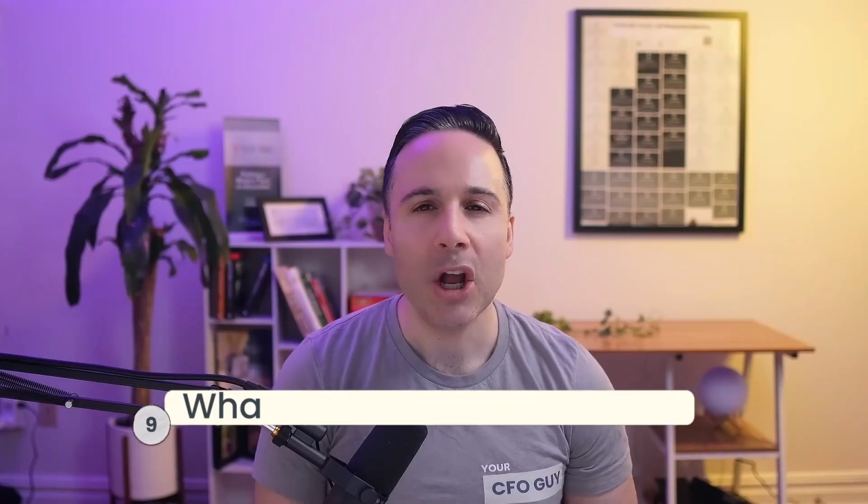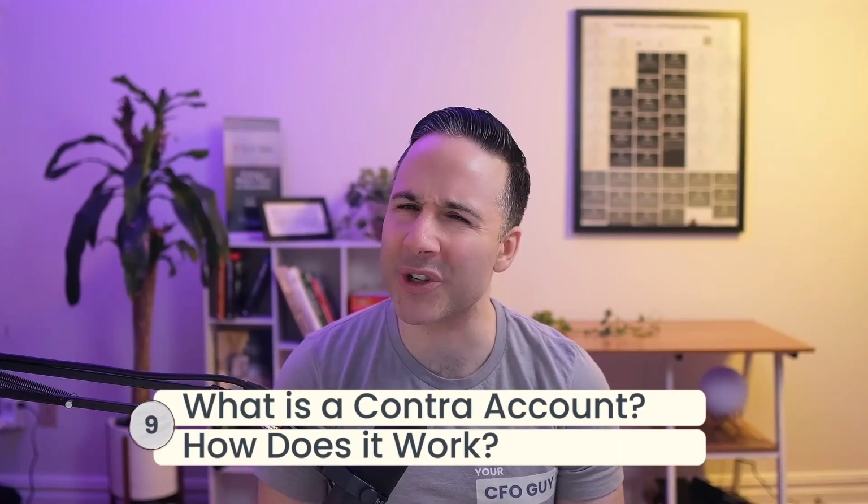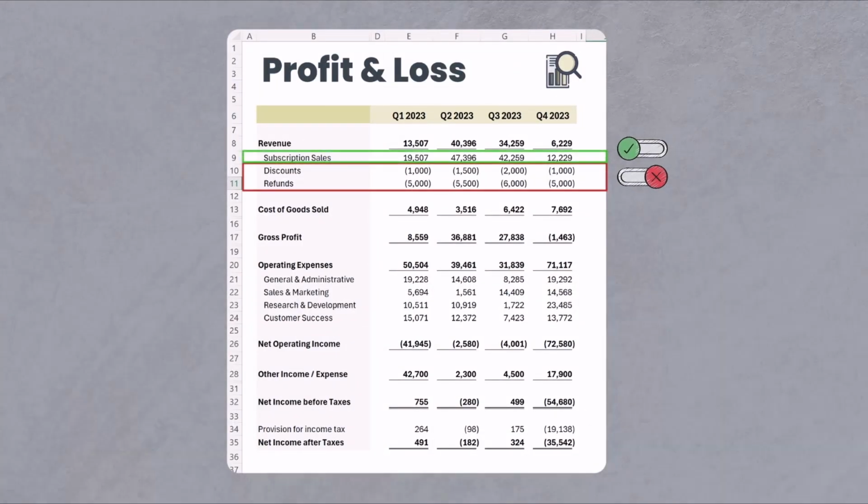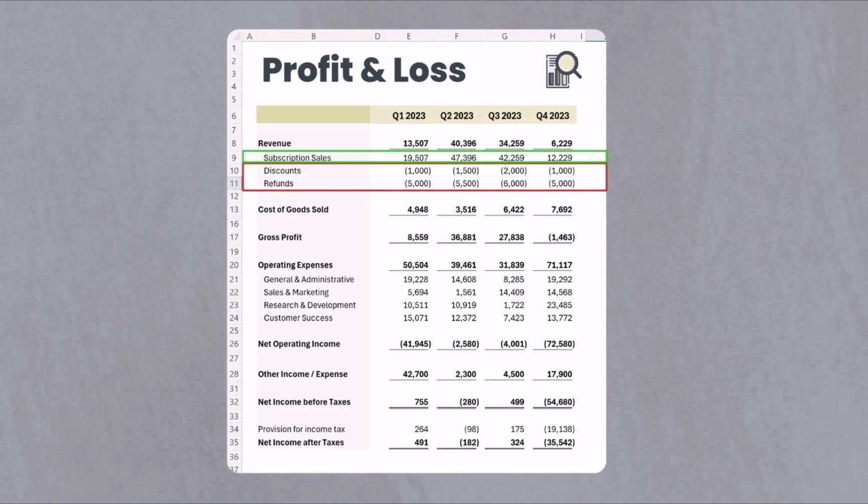Question number 9. What is a Contra account and how does it work? For this one, we'll ask Peter Sledgers, who is the founder of the investment newsletter Compounding Quality, with over 250,000 newsletter subscribers. A Contra account is an account in a section that behaves in the opposite manner of the accounts in that section. Because of that, it will show up as negative.